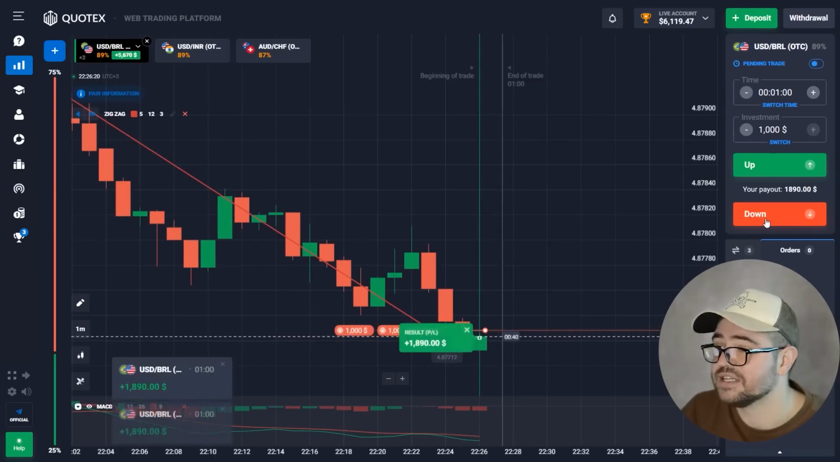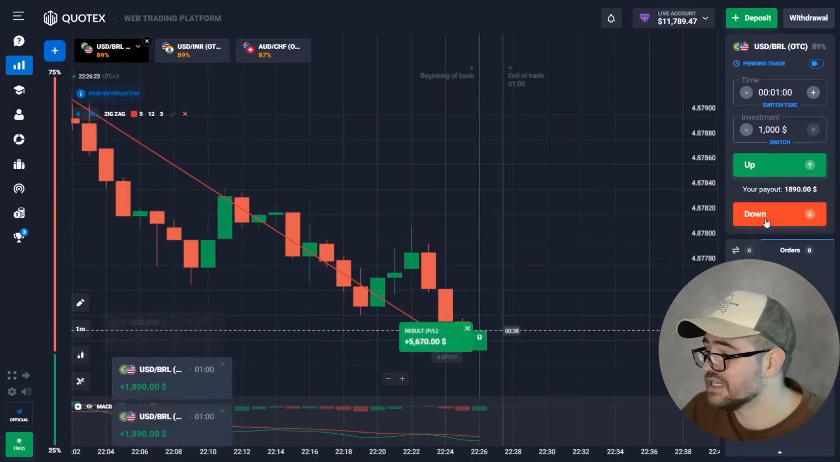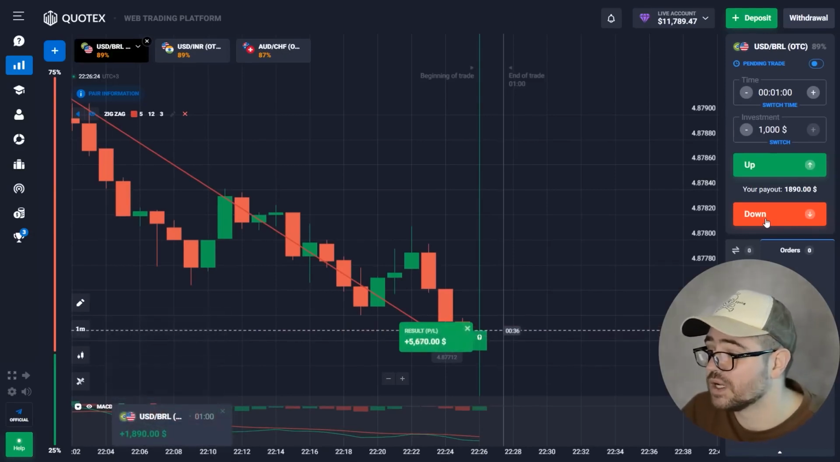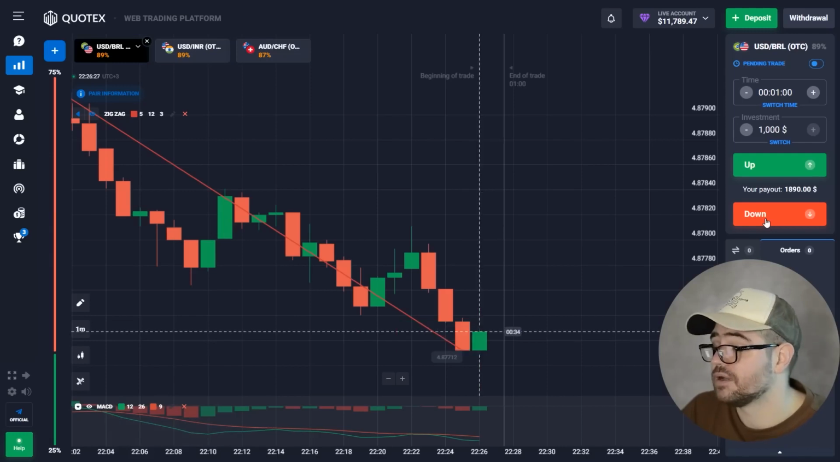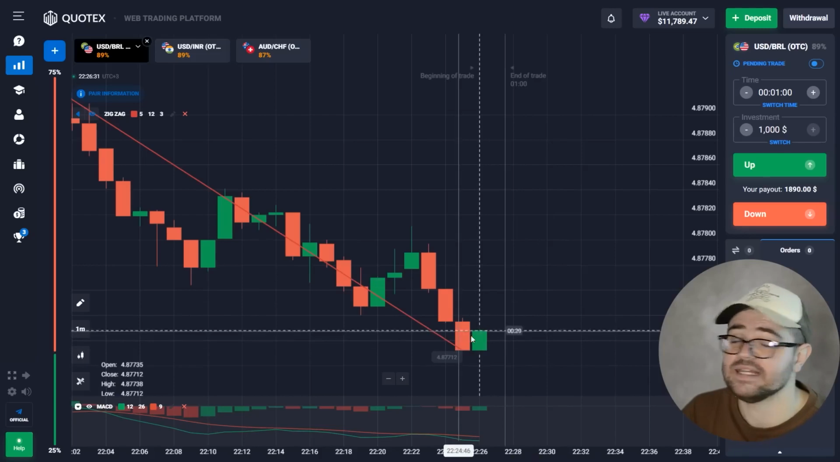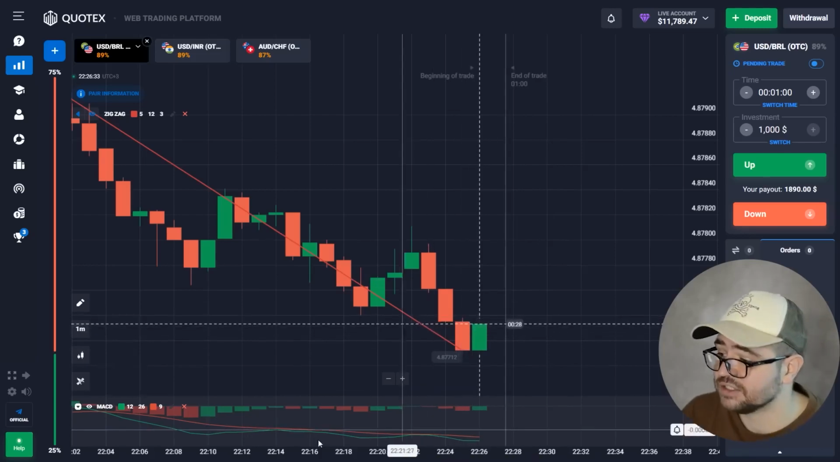And here is the profit, guys. Here is the huge profit from this one. And we made from less than $100, we made $11,789. This is a really good profit. And as you can see, we were right with the last indication. The MACD was at the bottom and it was a downtrend going.